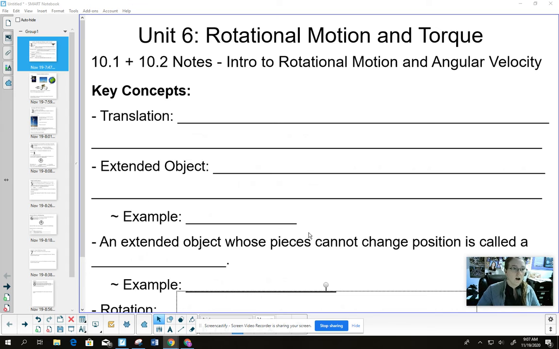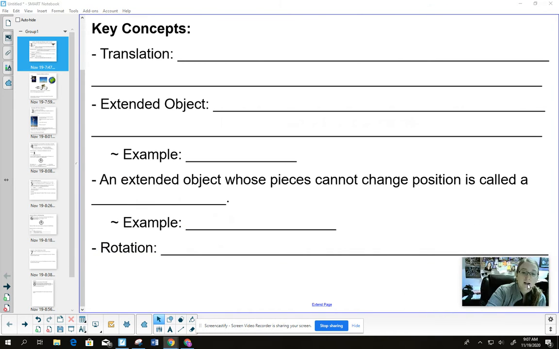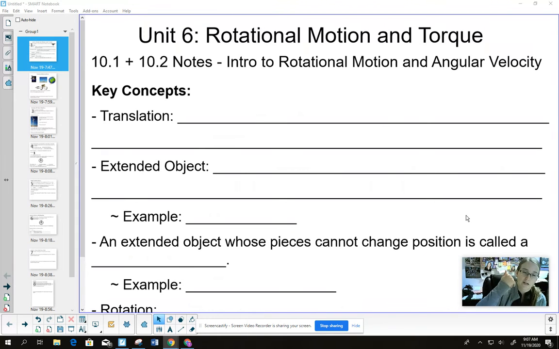Okay, we're starting our next unit, Unit 6, which is torque and rotational motion, but we're going to start with rotational motion, actually. This is going to be in Chapter 10, just FYI; all these assignments will be out of here. To start with, we need to talk about a couple of concepts before we can get into rotational motion.